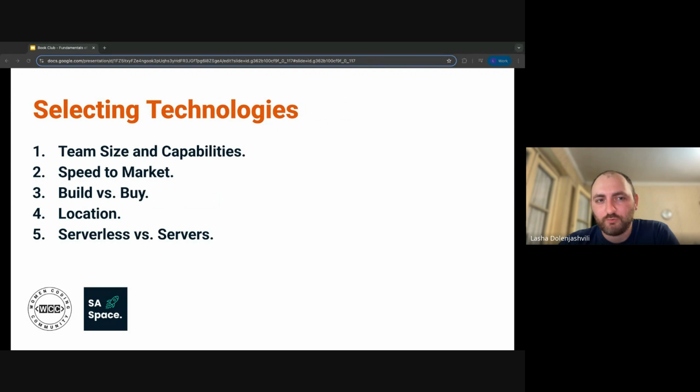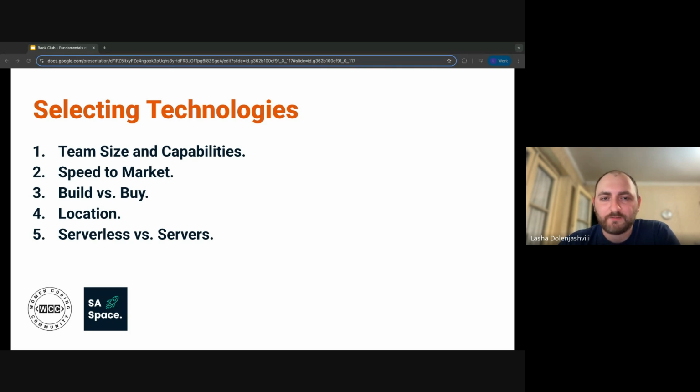So, how do we select the correct technology for our projects? Here are several key considerations from the book. We have team size and capabilities. For example, a small team with limited operations bandwidth will benefit from managed services. Managed services are, for example, services from AWS or Google Cloud. We have speed to market. Sometimes the opportunity cost of building something yourself is too high. So buying or renting a solution can get you to market faster.